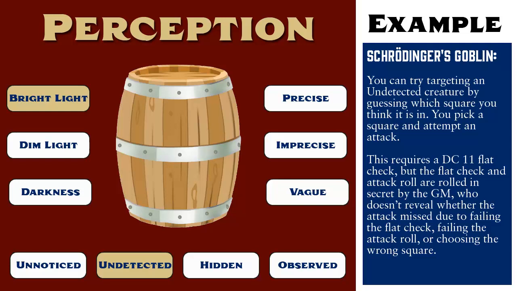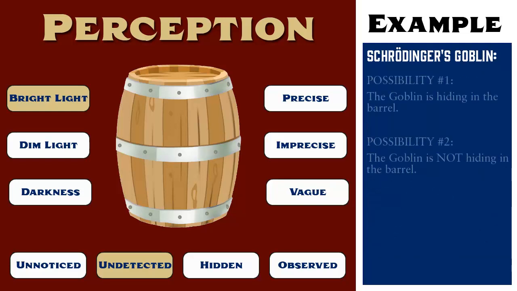Since the goblin is undetected, being that you don't know its location, the GM makes your attack roll in secret, as well as also making a flat check versus DC 11. The GM does not tell you if your attack was successful or not, only that your sword pierced through the barrel without striking flesh. That was the outcome, but let's go back to our two possible realities.